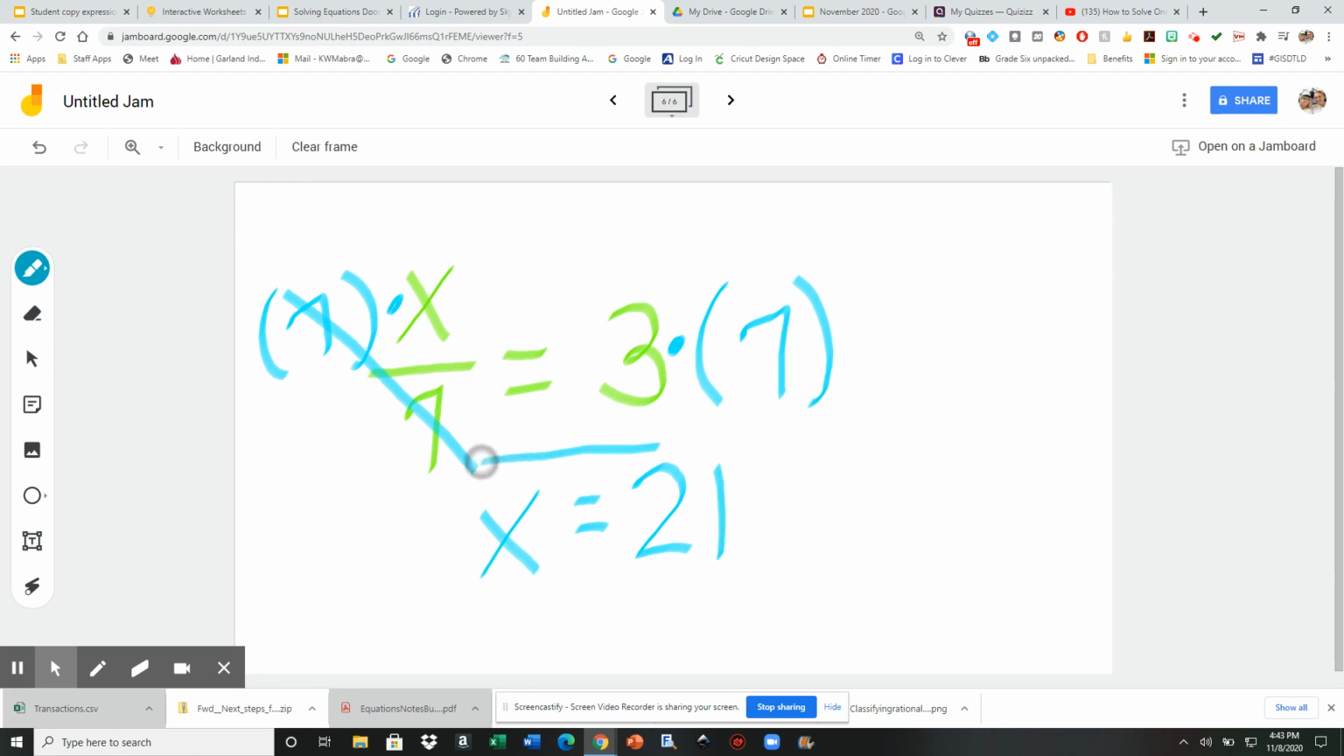21. Now remember, it is possible to have positive and negative numbers both, so you have to be careful when you're looking at it.